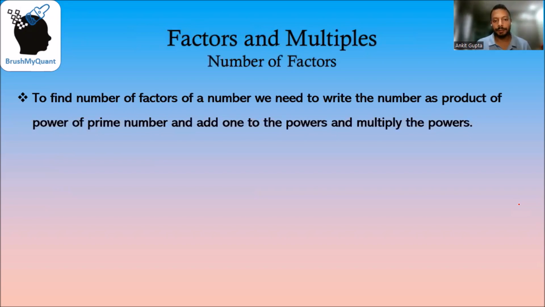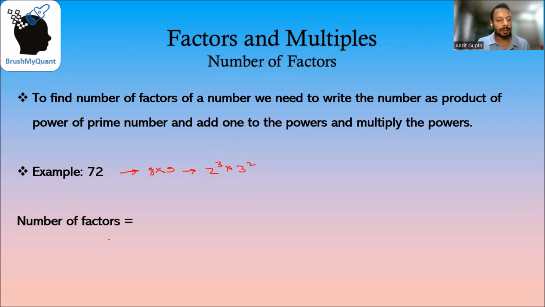To find the number of factors of a number, we need to write the number as the product of powers of prime numbers, and then add 1 to each power and multiply them. Let's take an example. Let's say 72 is the number whose number of factors we need to find. 72 can be written as 8 into 9, and then further as 2 cube into 3 square. That means the number of factors will be found by adding 1 to each power, so 3 plus 1, and multiplying all such terms, and 2 plus 1. So that will be 4 into 3, or nothing but 12, is the number of factors.